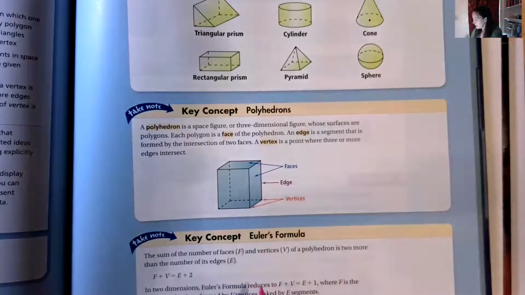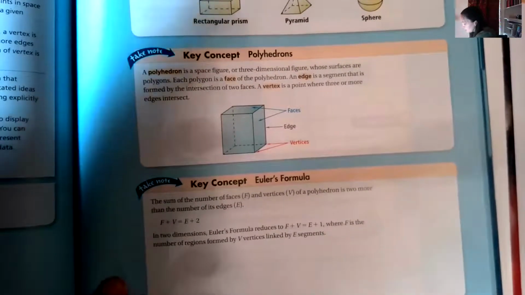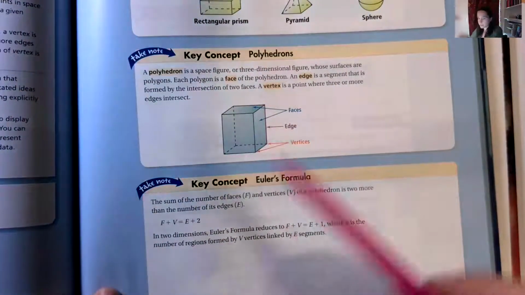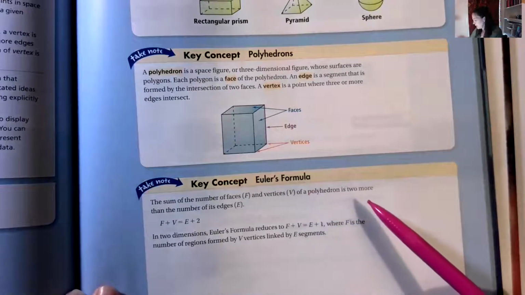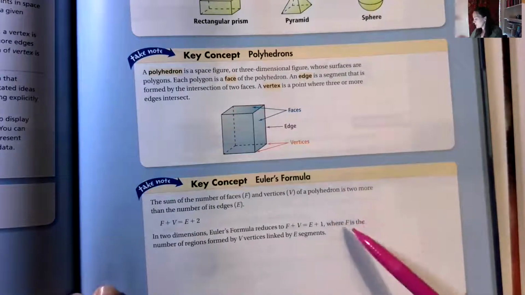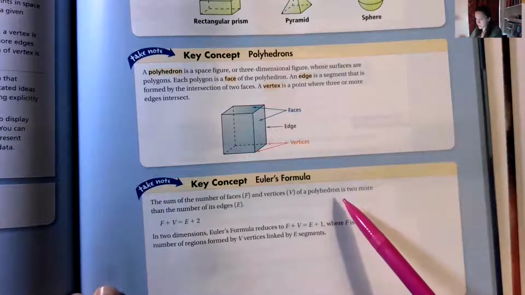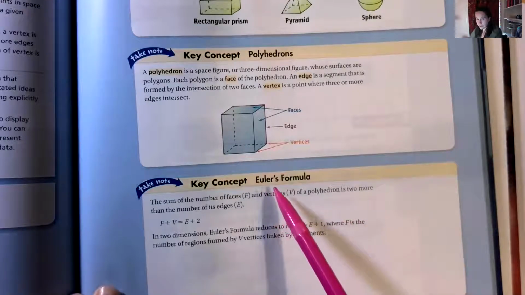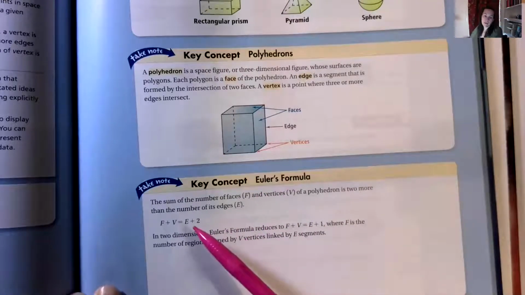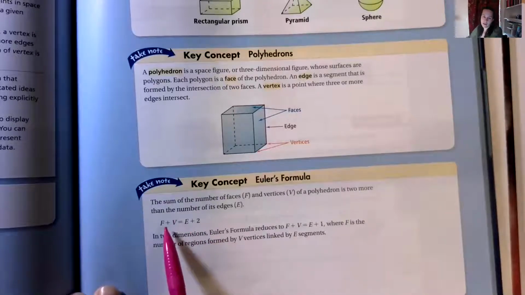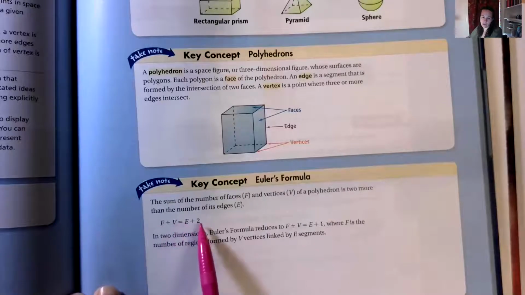Another thing that you need to know, and at this point, after we look at this key concept, I'm going to start writing on my paper, is Euler's formula. Euler's formula was derived by Euler. Notice it's spelled E-U-L-E-R, but it's pronounced like oil. For three-dimensional figures, the formula is the number of faces plus the number of vertices is equal to the edges plus 2.